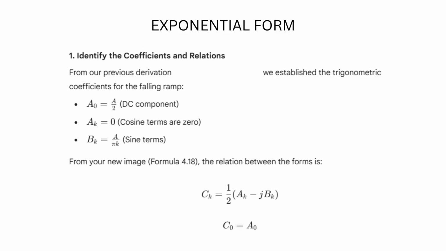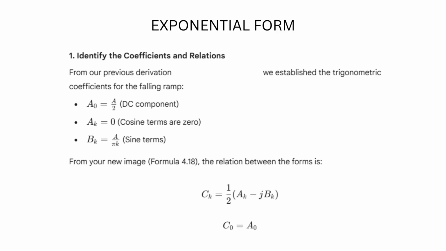From our previous derivation, we established the trigonometric coefficients for the following ramp. Big A sub 0 is equal to A over 2, big A sub k is equal to 0. Big B sub k is equal to A over pi k.